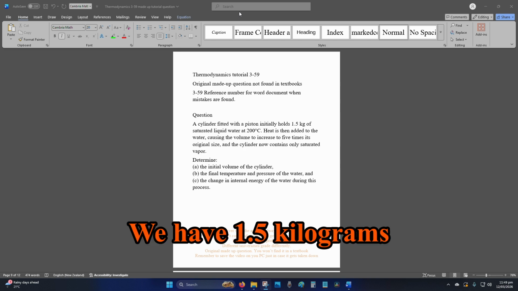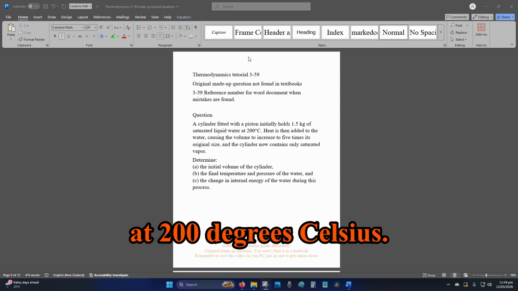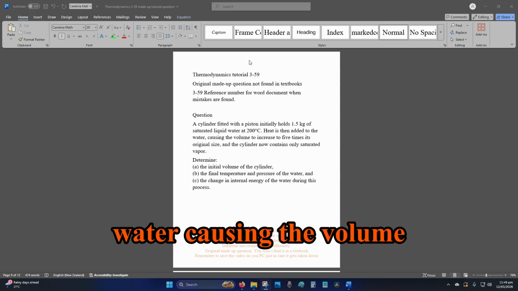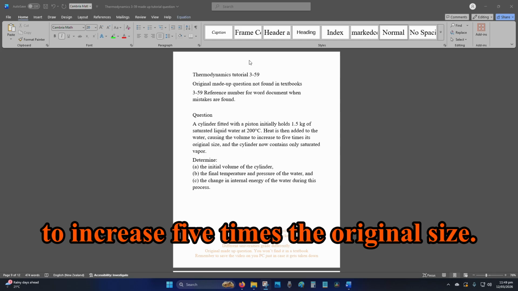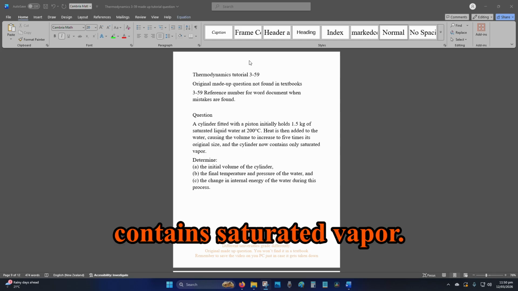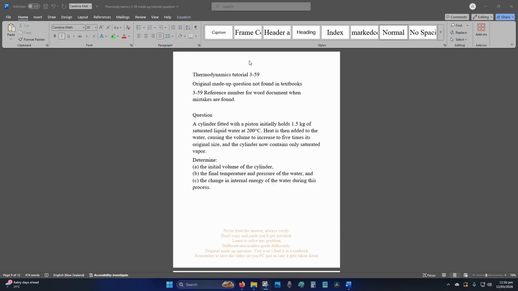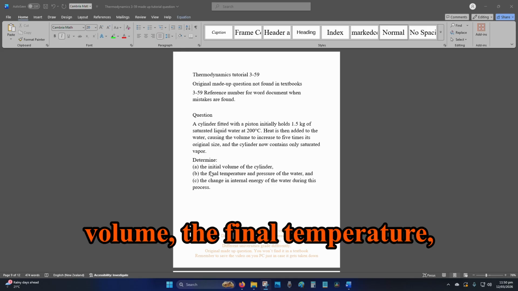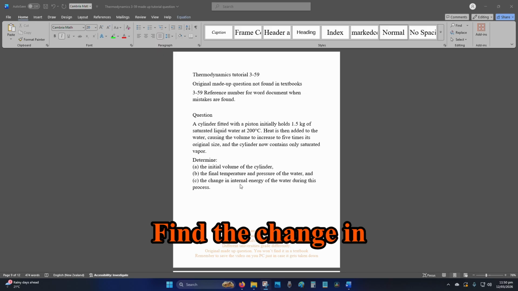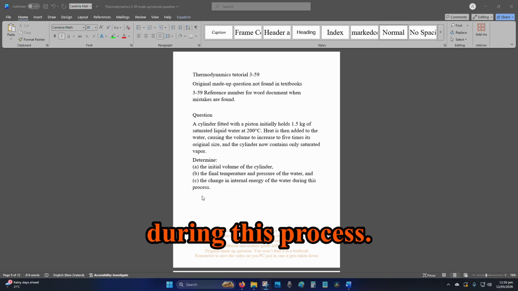We have 1.5 kilograms of saturated liquid water at 200 degrees Celsius. Heat is added to the water, causing the volume to increase to 5 times the original size. The cylinder now contains saturated vapor. Find the initial volume, the final temperature, and the final pressure of the water. Find the change in internal energy of the water during this process.